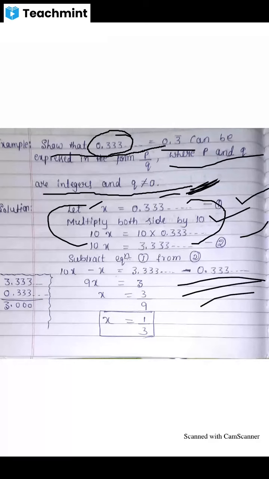Now here 10x minus x, you get 9x. Then 3.333 minus 0.333. Here I showed the work. 3.333 and so on, minus 0.333. One second. First, once I'll explain. What happened?